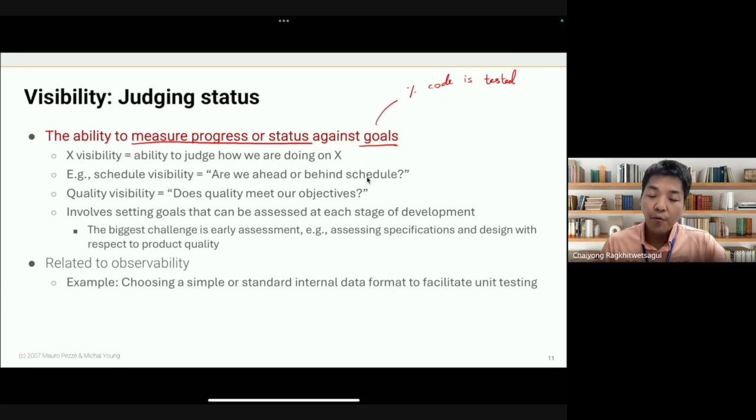But for other engineering activities, you might ask yourself, are you behind or ahead of the schedule? So this is something that we need visibility for. Or how do we know that the quality of our product meets the objectives that we set? So first thing is we need to set the goals, and then we need to assess the progress at each step so that we know whether we are getting close to the goal or not.